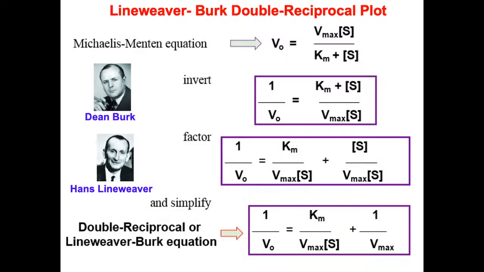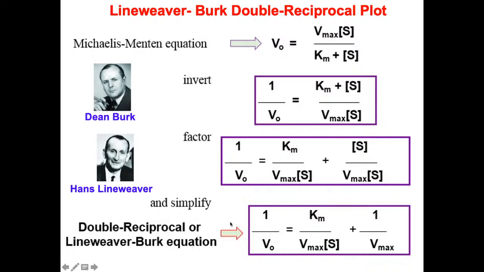Then the Lineweaver-Burk double reciprocal plot. It was very hard to identify all these values from the Michaelis-Menten equation. Then Dean Burke and Hans Lineweaver worked on that equation. What they did first, they reciprocated that equation, they inverted it. So 1 by V naught is equal to Km plus S divided by Vmax multiplied by substrate concentration, and then they divided these terms, Km by Vmax multiplied by substrate and S by Vmax multiplied by substrate.